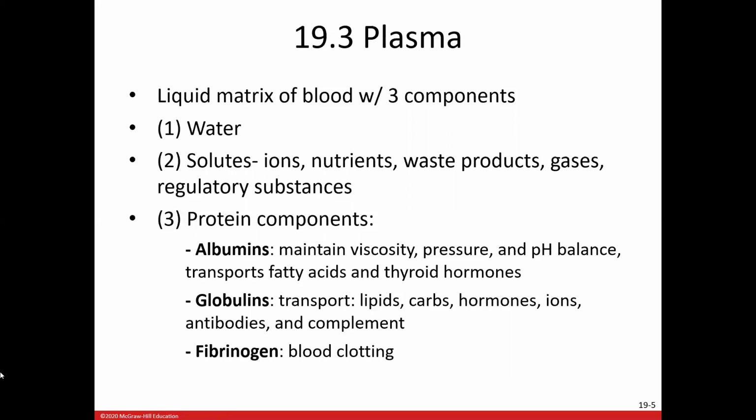Then you have your globulins, the second protein component, and these are all about transport. So pretty much anything that's not a fatty acid or a thyroid hormone, so carbs, hormones, or any other hormone outside of thyroid, ions, antibodies, blood complement, lipids, you name it, it's all under globulins. So when you think globulins, think transport. And then lastly, your third component is fibrinogen, and that is all about assisting with blood clotting.